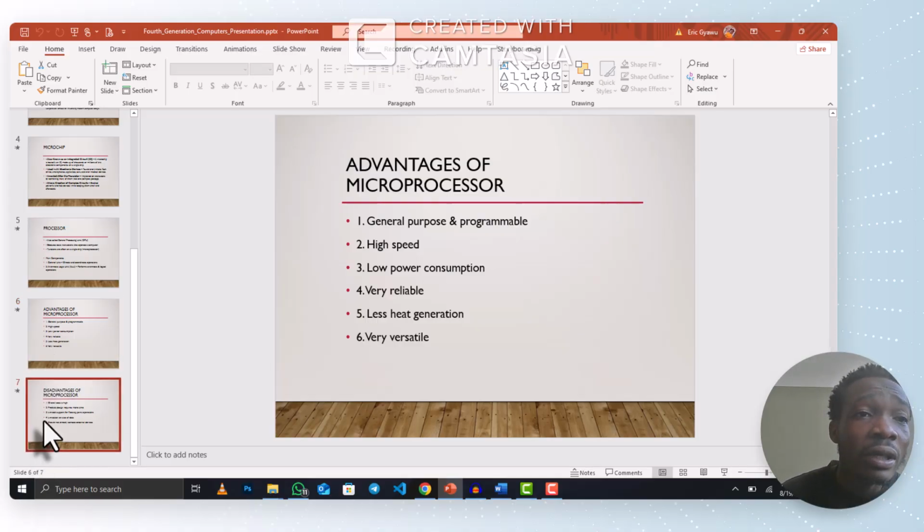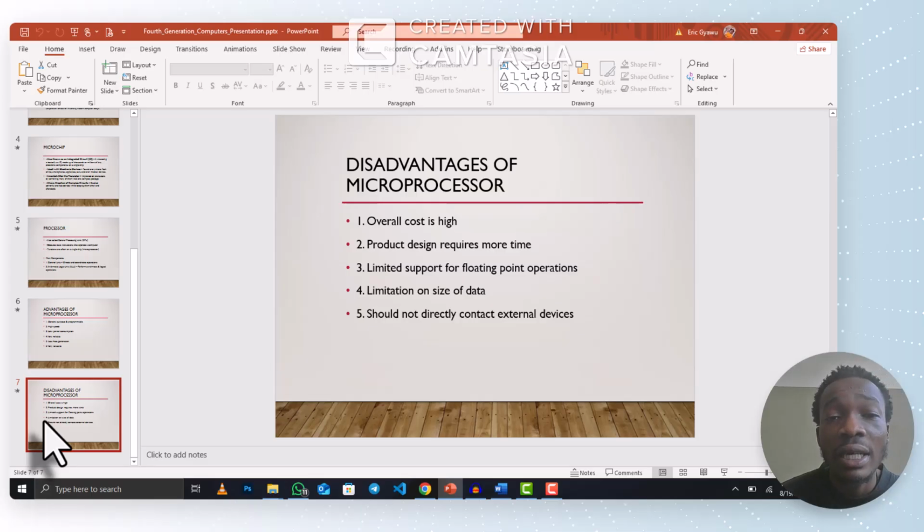Then when it comes to the disadvantages, its overall cost is high. Then its limitation on size of data, its limited support for floating point operations. Then the product design requires more time. Then it should not directly contact external devices.